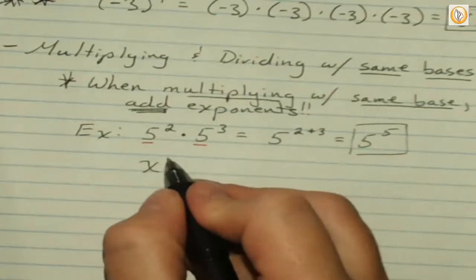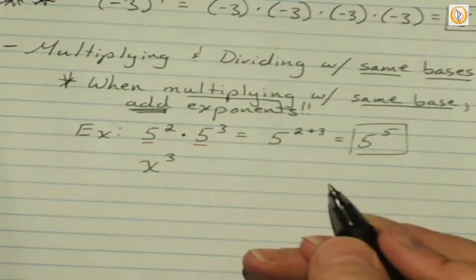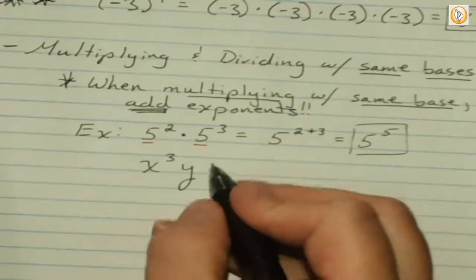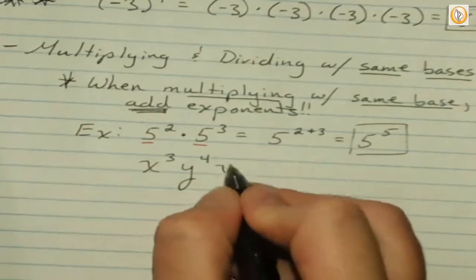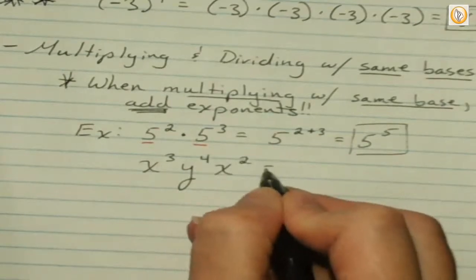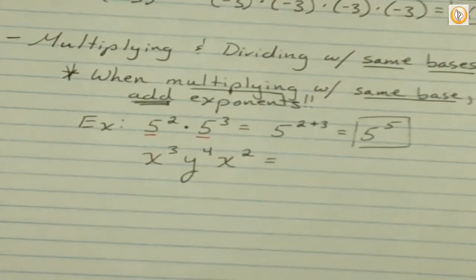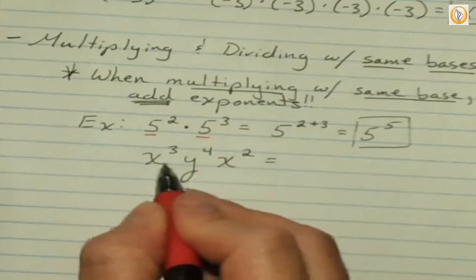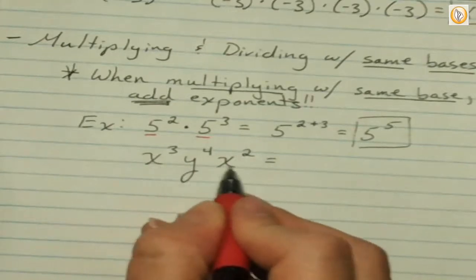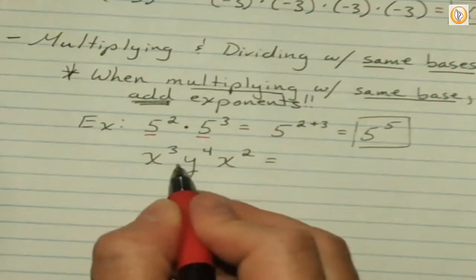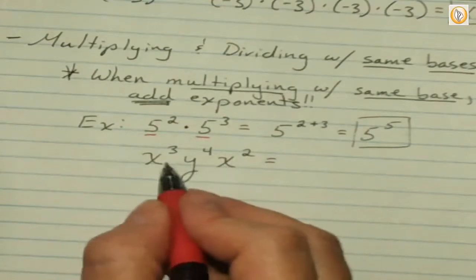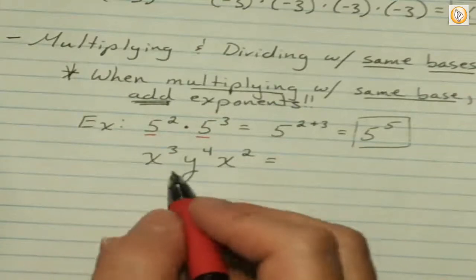x cubed times y to the 4th times x squared? Cecilia, can I combine anything here? X and X. Are we multiplying everything? Yes, we are. This x times y times x, when there's no operation sign and they're right next to each other, it means we're multiplying.